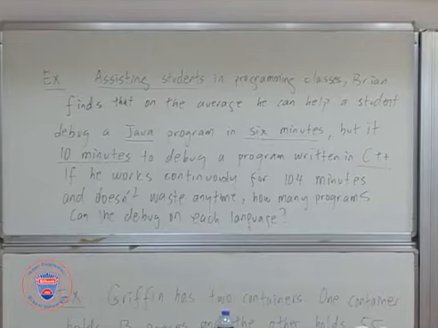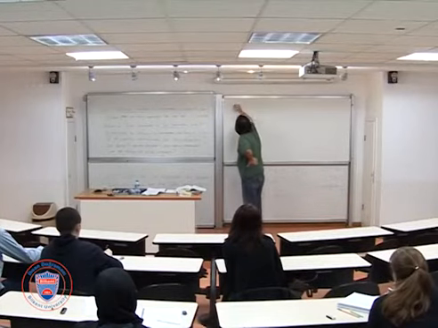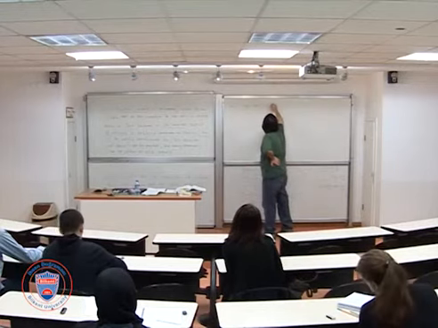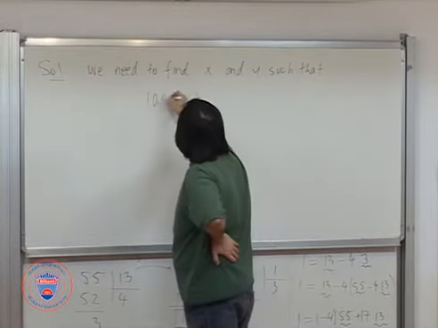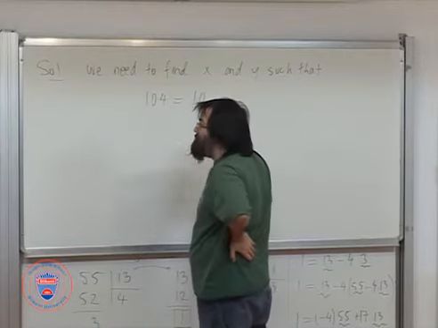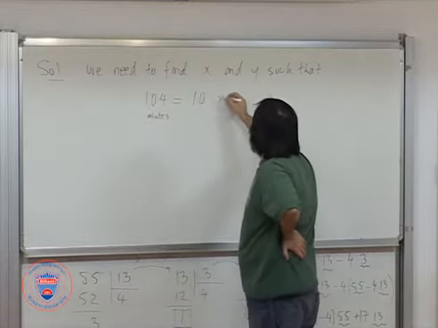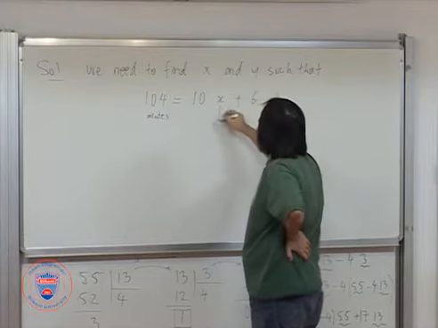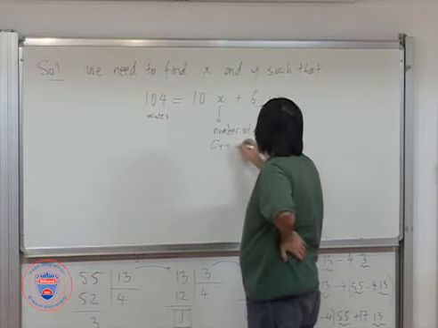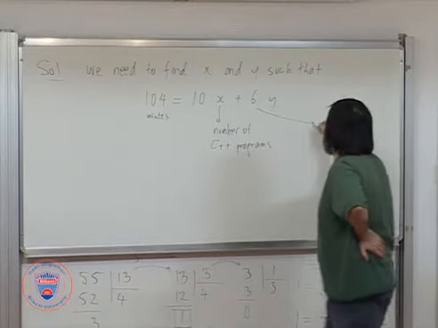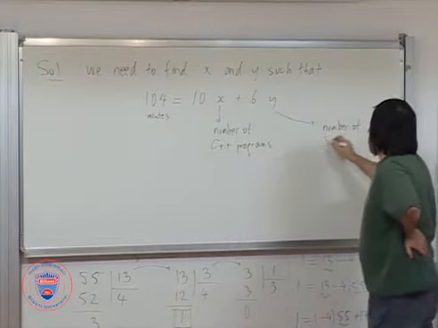We want to find some x and y. So the solution: we need to find x and y such that you get 104, this is 104 minutes, 10 minutes for each of the x, 6 for each of the y. So x is the number of C++ programs. And y is the number of Java programs.